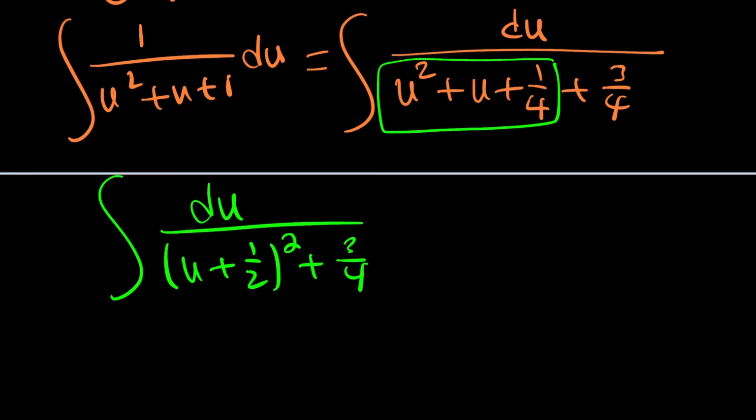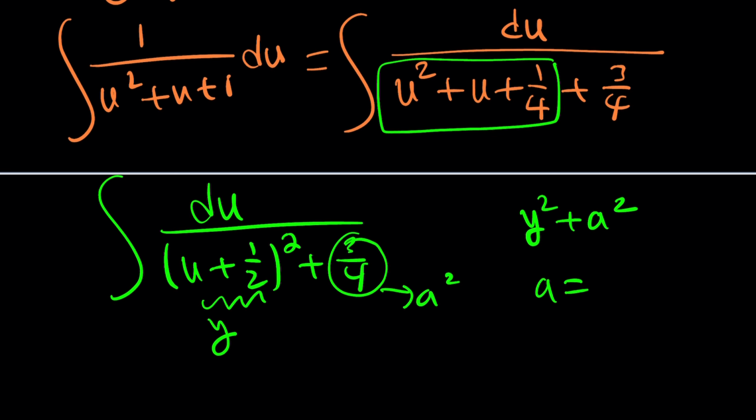You know why? Because if you call this something else, I don't know, z, y, whatever, let's just call it y, you're going to get something like y squared plus a squared. I'm going to call this a squared, which means a is equal to root 3 over 2. And there's going to be some dy here, right? I think it's just going to be dy because they're the same pretty much. This is arctangent, right?